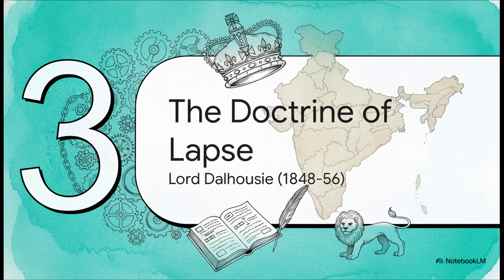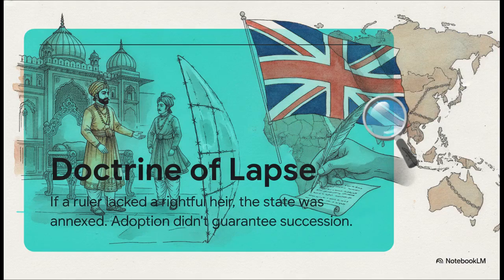Which brings us to Section 3, the Doctrine of Lapse, a policy aggressively implemented by Lord Dalhousie from 1848 to 1856. This rule was a real game changer because it fundamentally upended local traditions. Basically, if a ruler died without a biological, rightful heir, their state was automatically annexed. And the absolute kicker here? Adoption was no longer a legal guarantee of succession. So an incredibly deeply ingrained local tradition was legally invalidated overnight, leaving these states completely defenseless against British annexation.